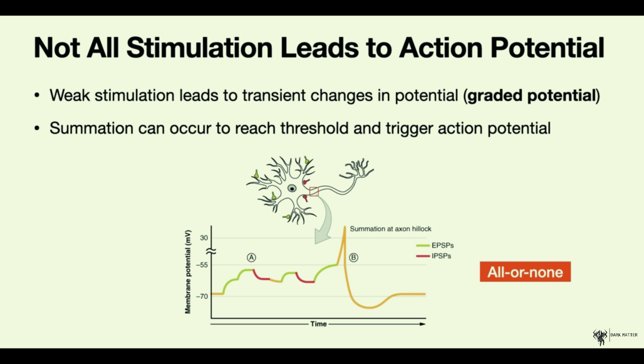Now, if the neuron receives another small stimulation, then it will reach the threshold of -55, and then we have an action potential. So the action potential is considered to be actually an all or none event, which means either the stimulation is sufficient to lead to an action potential or it doesn't. There is no weak action potential or strong action potential. So the amplitude of the action potential is always the exact same.